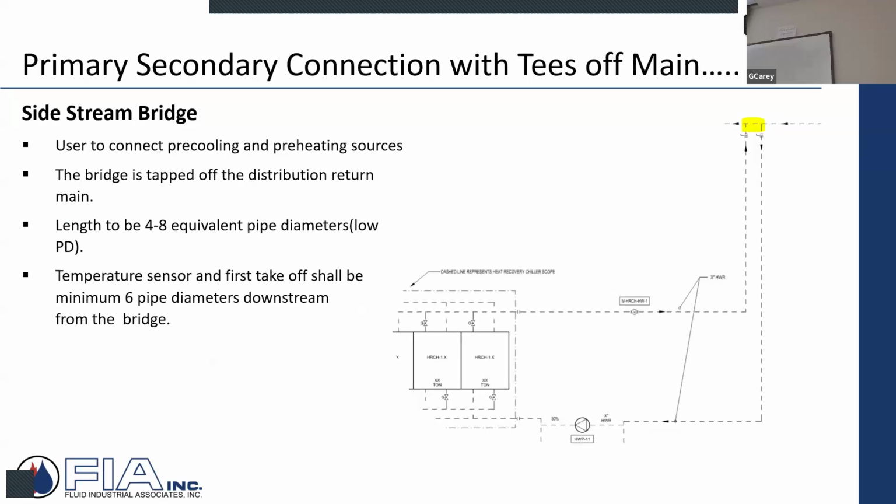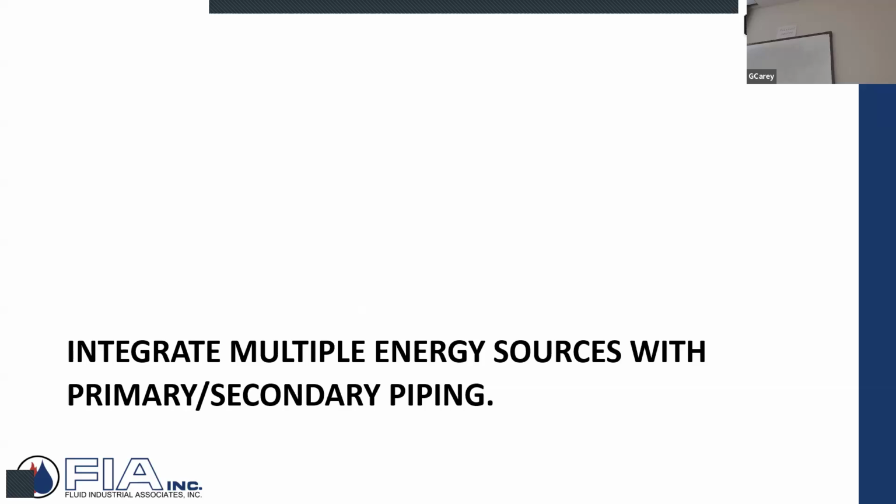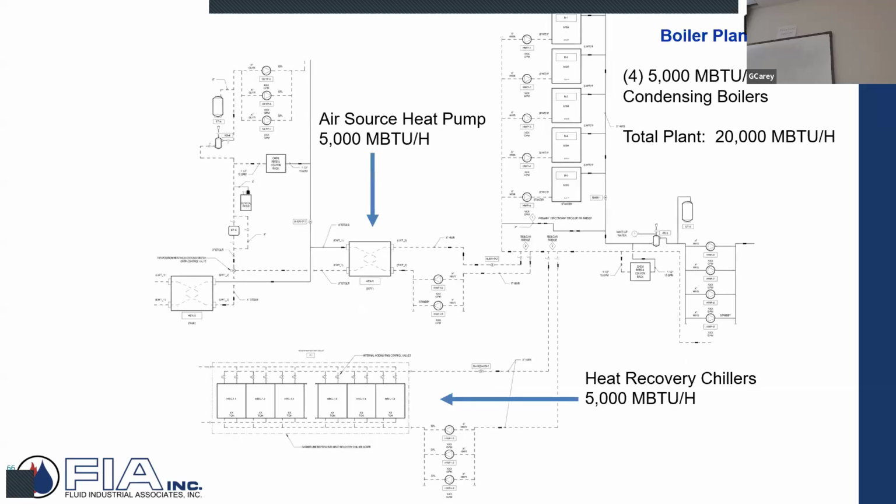These are just some quick examples, but what I want to really get to is this last example here. Integrate multiple energy sources with primary, secondary. So we're showing a scenario here where we have some air source heat pumps being specified and installed in a building. We have some heat recovery chillers, and then we have a more traditional, call it a gas-fired condensing 20 million BTU boiler plant. The boilers have their own pumps. The air source heat pumps have their own pump. The heat recovery chillers have their own pumps.